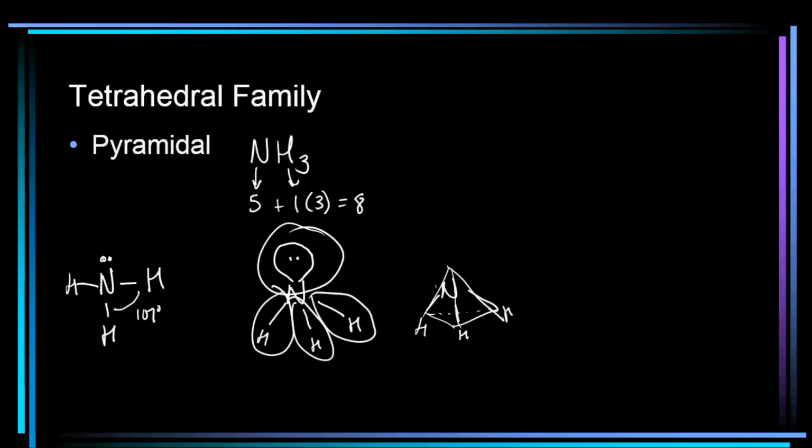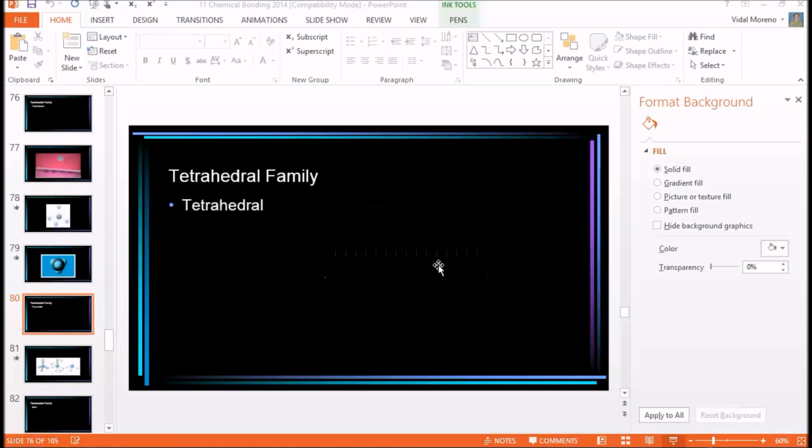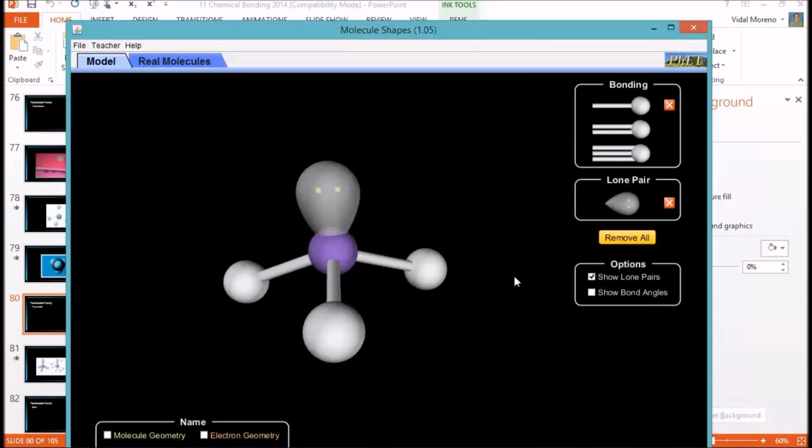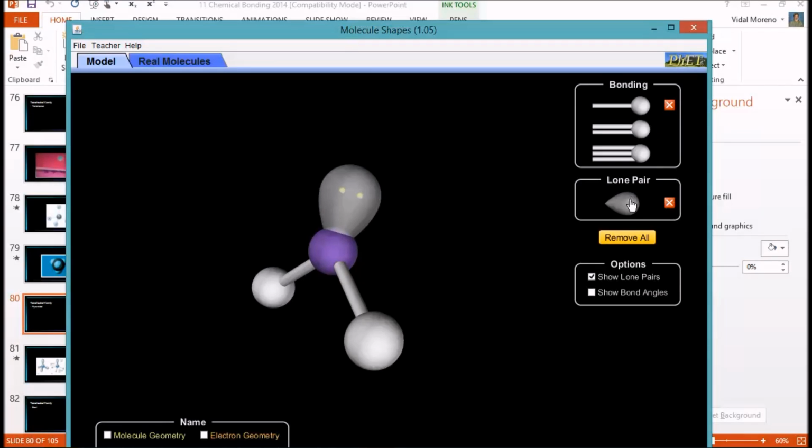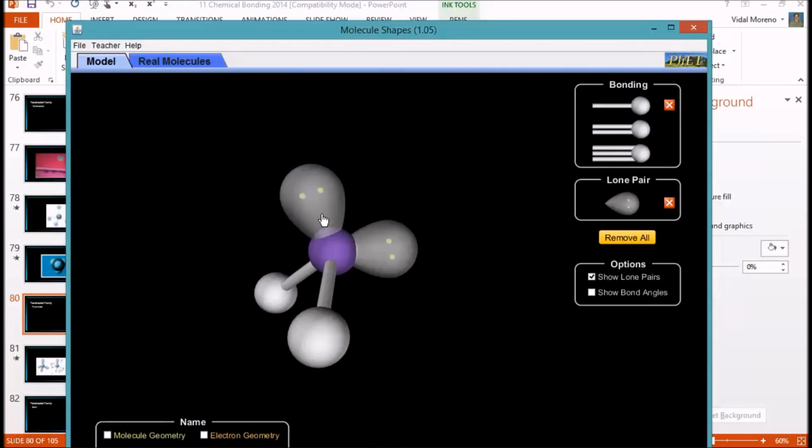Any questions on the first 2 family members of the family tetrahedral? So, tetrahedral, tetrahedral, tetrahedral, pyramidal. You can almost imagine what I'm going to do next. Take away a bond and add another unshared pair. And what do we have?